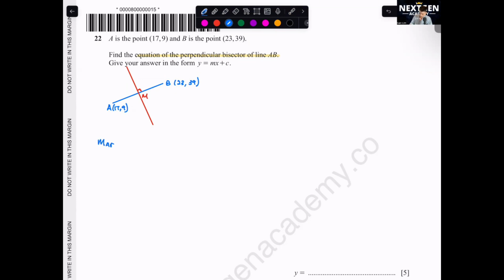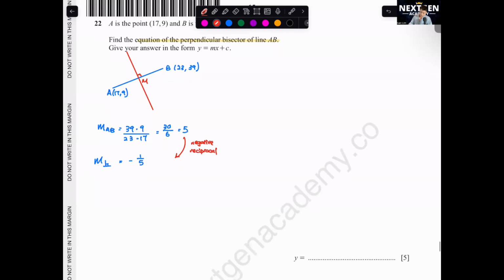Okay, let's find what is the gradient AB first. Okay, so here, small m AB, so y2 minus y1, 39 minus 9 over 23 minus 17. This will be 30 over 6 or equals to 5. Okay, then perpendicular gradient, we can use this symbol, perpendicular gradient will be the negative reciprocal of it. Okay, negative reciprocal. Or you can use the formula m1 times m2 equals to -1, but it is not necessary. Okay, so from here to here, negative reciprocal.